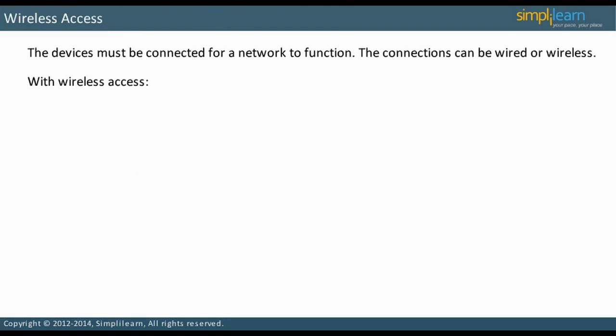The devices must be connected for a network to function. The connections can be wired or wireless. In wired connections, the transmission signal passes through a copper cable, whereas in a wireless network, it passes through the air.